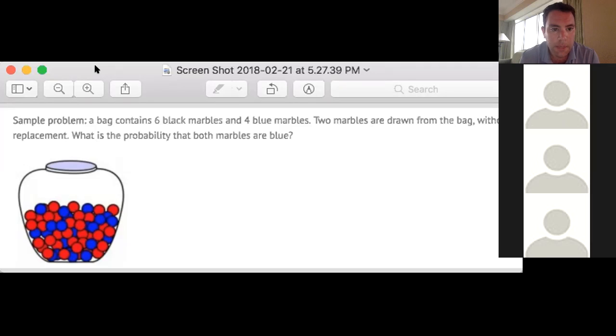It says a bag contains 6 black marbles and 4 blue marbles. 2 marbles are drawn from the bag without replacement. What is the probability that both marbles are blue? So how would we go about answering this question? Let's try to work on this together.